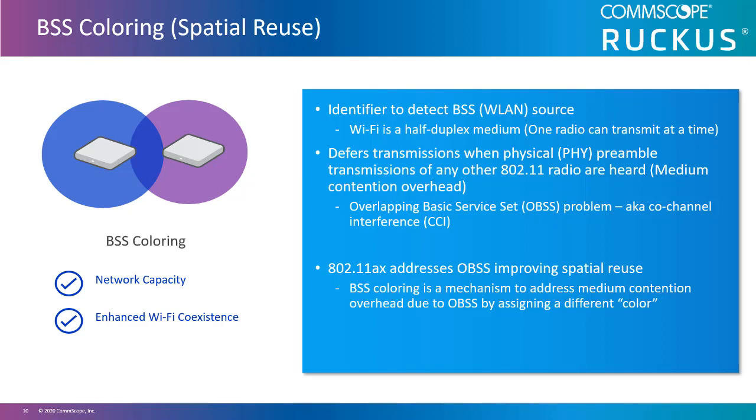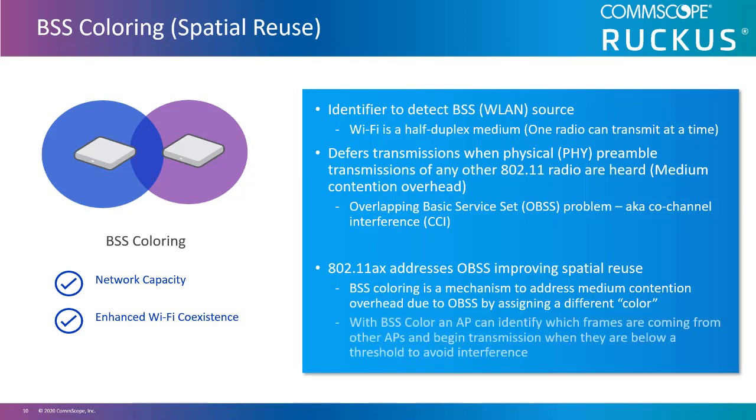802.11ax assigns a different color, a number between 0 and 63, which is added to the PHY header in the 802.11ax frame, to each BSS in the environment. With BSS color, the AP can identify which frames are coming from other networks and ignore them as long as they are below a threshold of weakness, to cut down the need for deferring transmission due to outside interference and avoid unnecessary slowdowns.